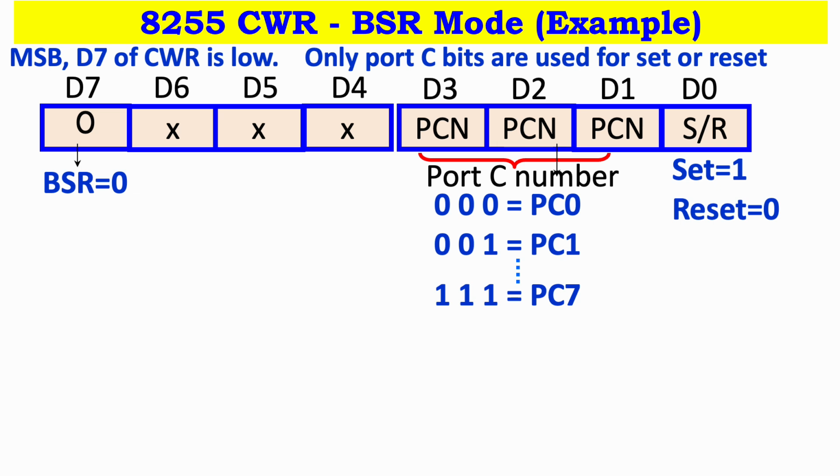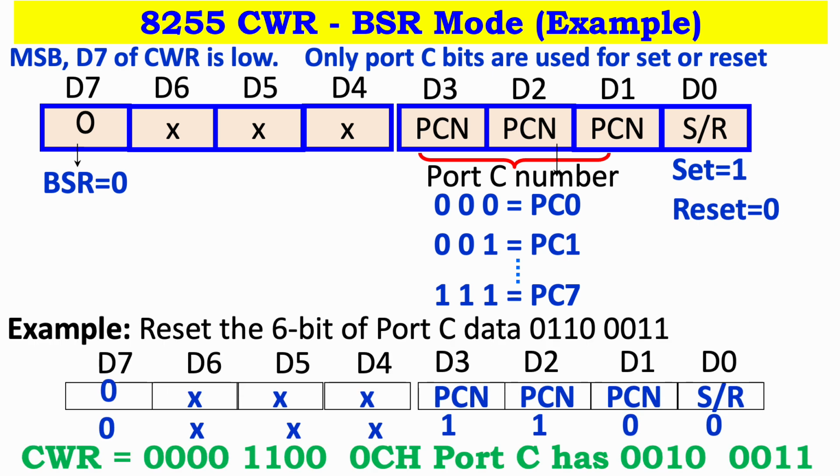If I want to set the first bit, I can use 001 to set the first bit. Like that, we are able to set any bit of port C by using BSR mode. To set, we use 1 in D0, and to reset we use 0 in the D0 bit of the register. Now let us see one example.